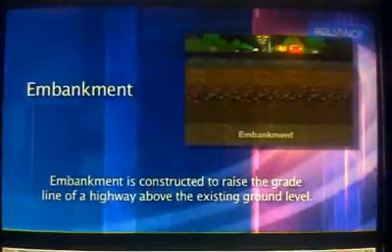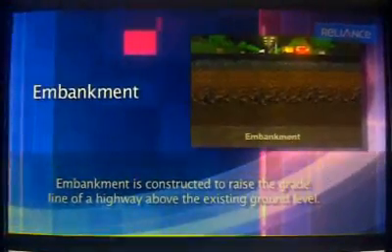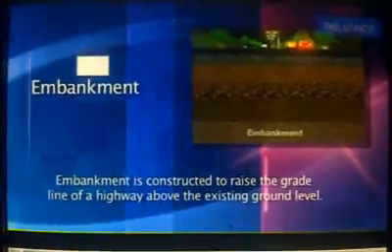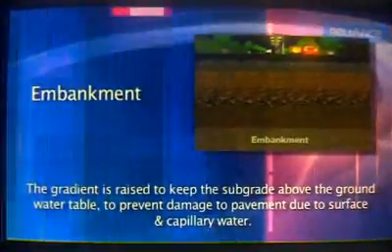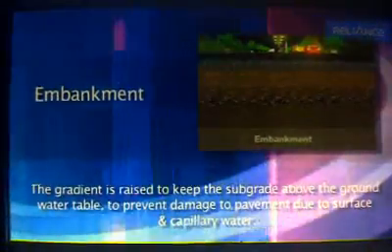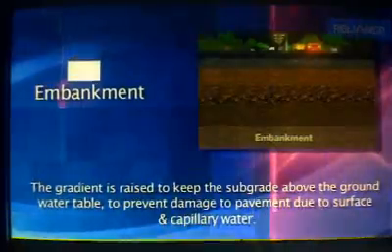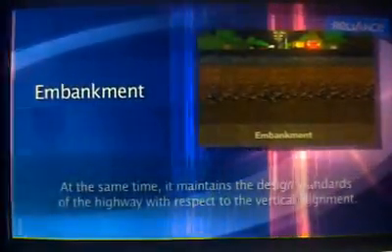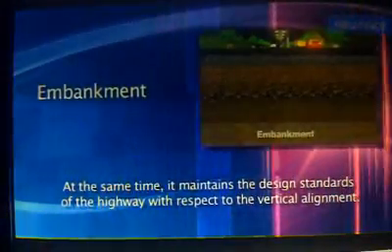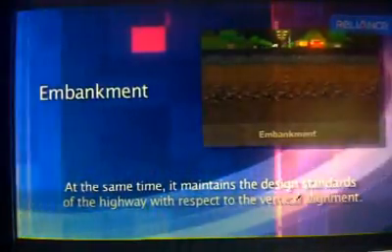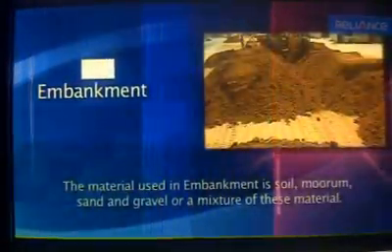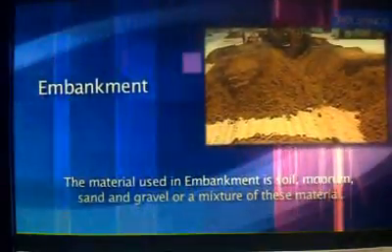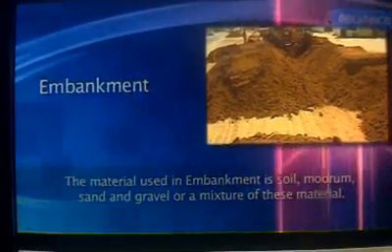An embankment is constructed to raise the grade line of a highway above the existing ground level. The gradient is raised to keep the subgrade above the groundwater table to prevent damage to pavement due to surface and capillary water. At the same time, it maintains the design standards of the highway with respect to the vertical alignment. The material used in embankment is soil, muram, sand and gravel or a mixture of these materials.